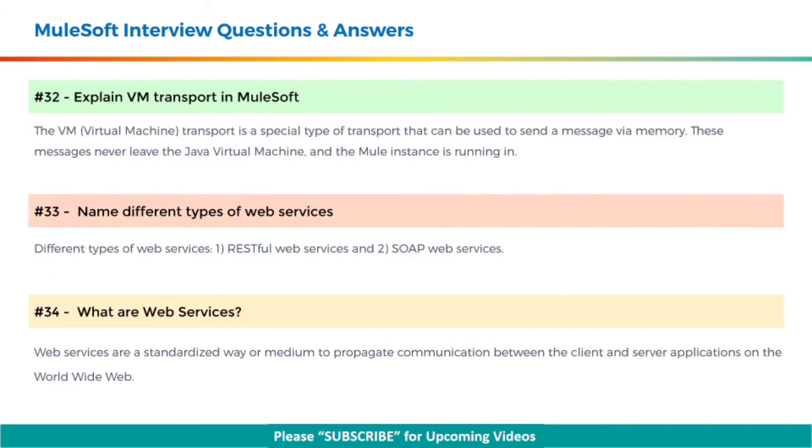Moving on. Explain VM transport in MuleSoft. The virtual machine transport is a special type of transport that can be used to send a message via memory. These messages never leave the Java virtual machine the Mule instance is running in. Next, name different types of web services. Different types of web services are RESTful web services and SOAP web services.